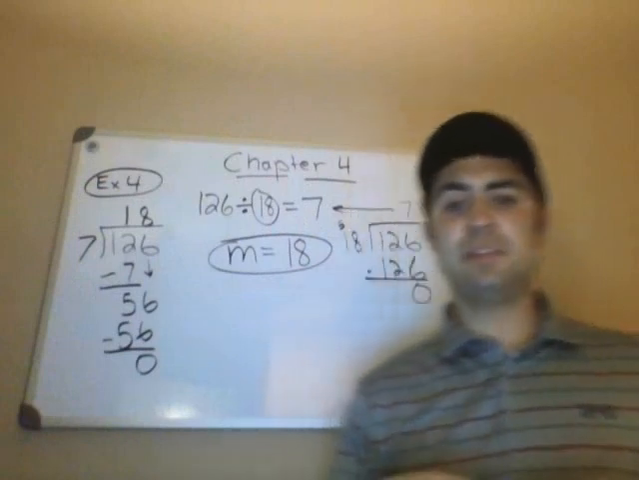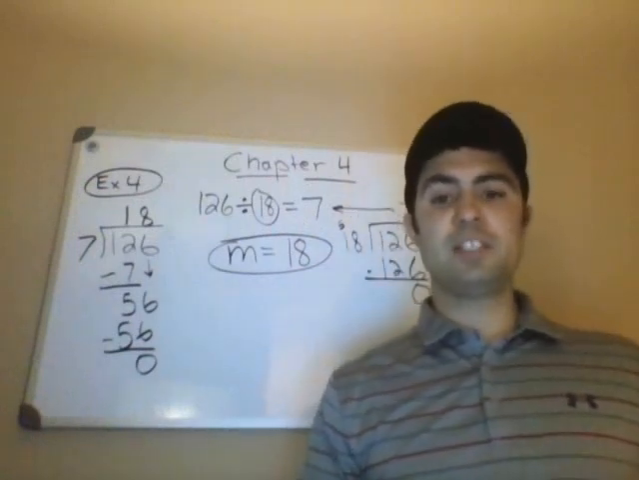And that is how you find the missing number for a multiplication and division problem.